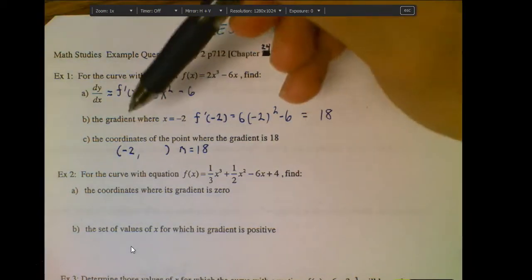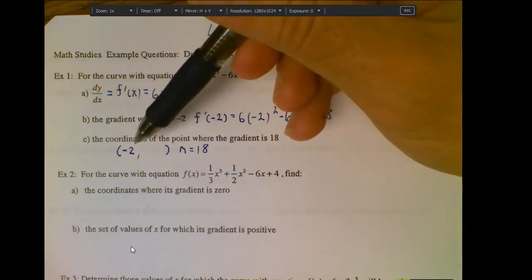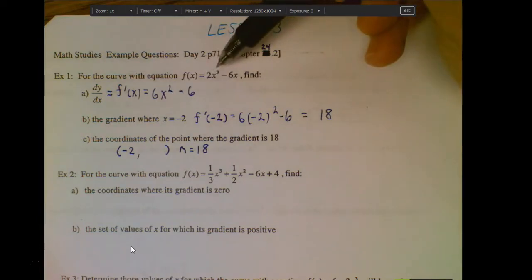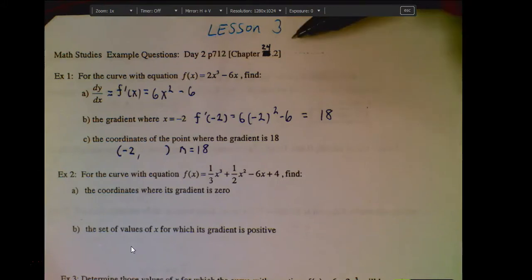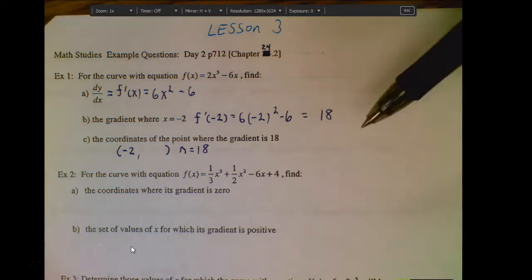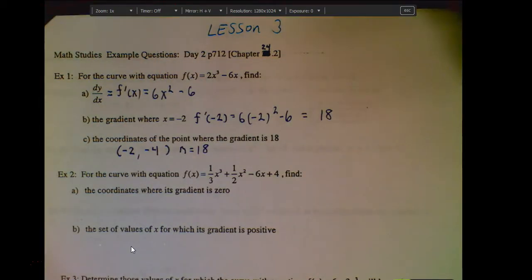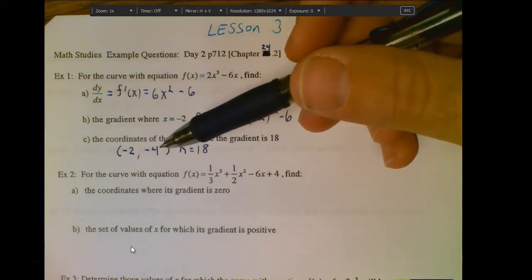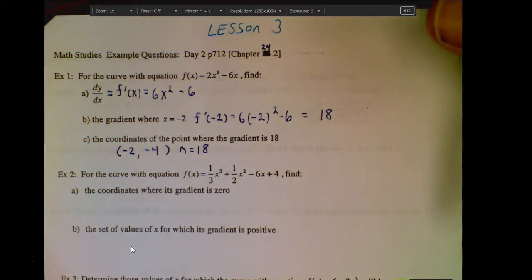So they're saying what are the coordinates of the point where the gradient is 18? Like we said, we already know the x coordinate. All we need is the y coordinate. So if we take negative 2, sub it into the original function, that will give us the y coordinate. And so for this one, if we sub negative 2 into the original function, we get negative 4 as a result. One thing to keep in mind is there can be, as we saw in the last lesson, more than one point where the gradient is 18. So this is one point that we know for sure, but there might be another.